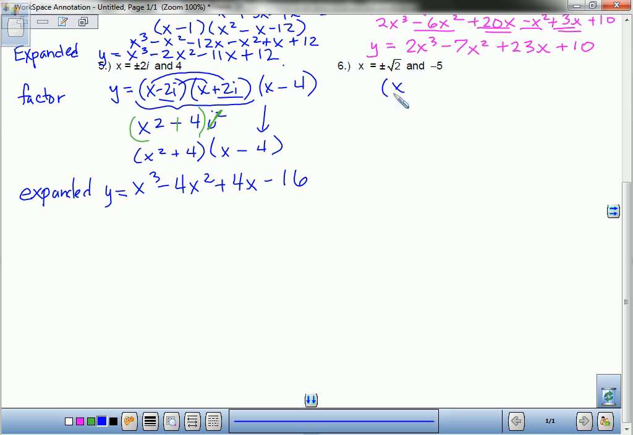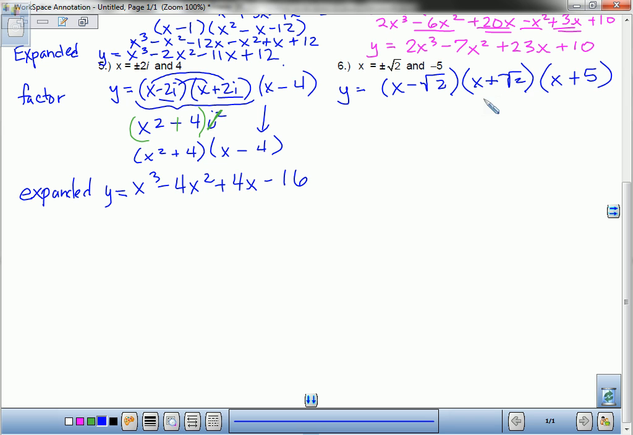So when we go to write these, it just looks like this. Excuse me, I've started with minus every time. x minus root 2 and x plus root 2. And then x minus a negative 5, which makes plus 5. So this is the factored form. Complete linear factorization right there.